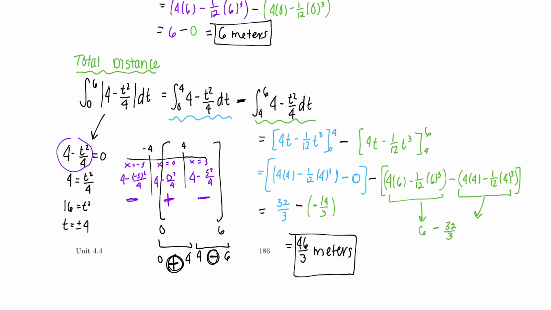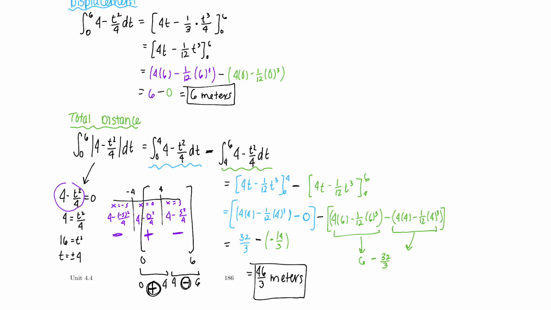Somebody asked, how did I get minus 1/12? So that was what I did up here. So you have the t cubed over 4. Technically what you have is, it's like you have 1/4 t squared. So when you integrate it, the 1/4 is here, and then you have times 1/3 t cubed, which would give you that 1/12 t cubed. Does that make sense? No problem, no problem. Other questions?